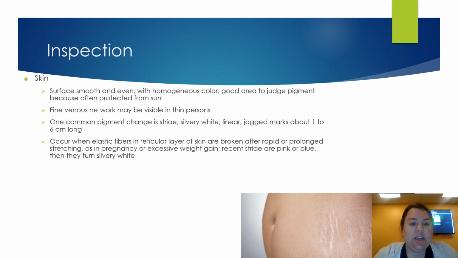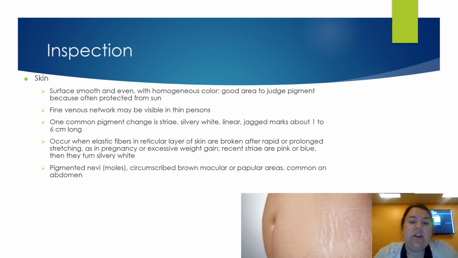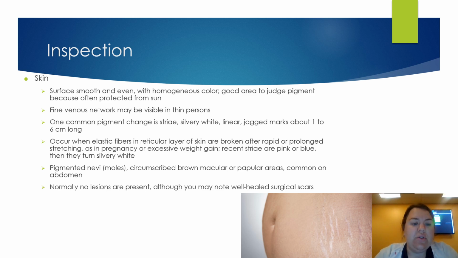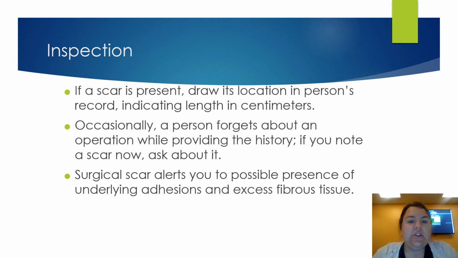So let's see, we just talked about that. If they have any lesions, so moles. Normally there are no lesions present, but if they have a surgical scar, note where the surgical scar is, and also ask them where the scar is from if they mention that they didn't have any surgeries. So again, scars, if they're present, draw the location in their chart.